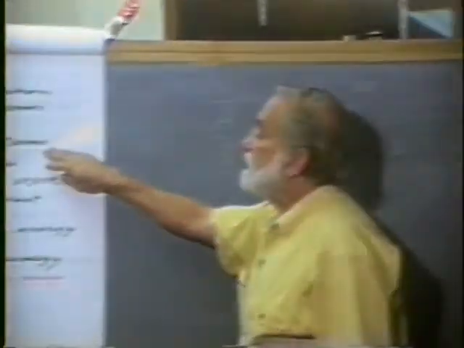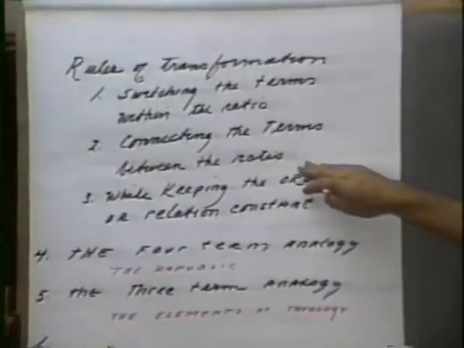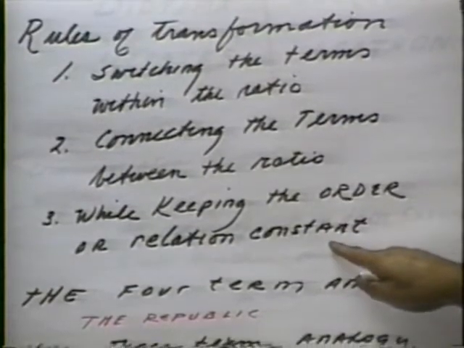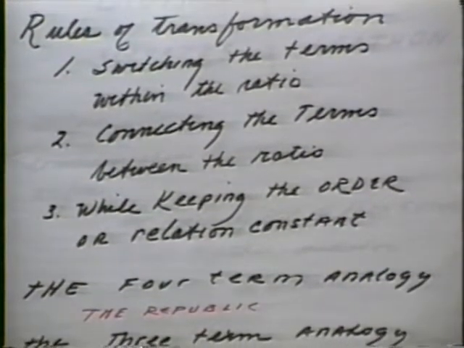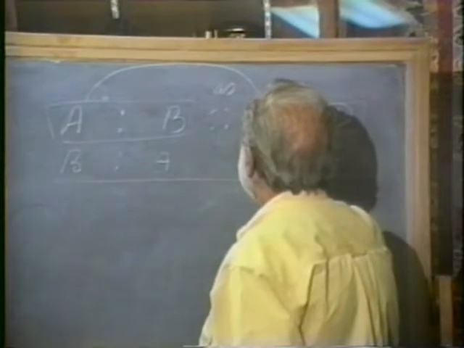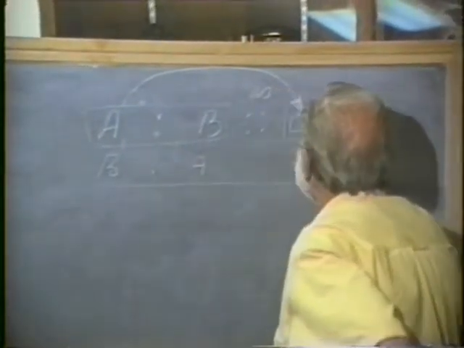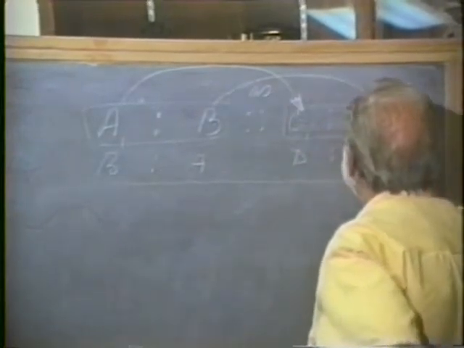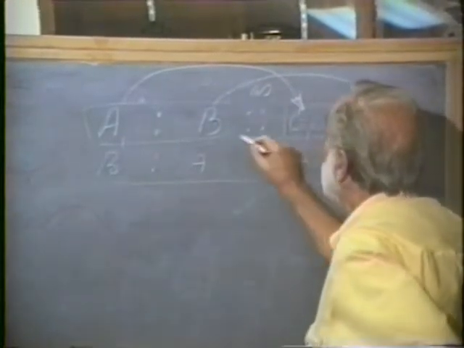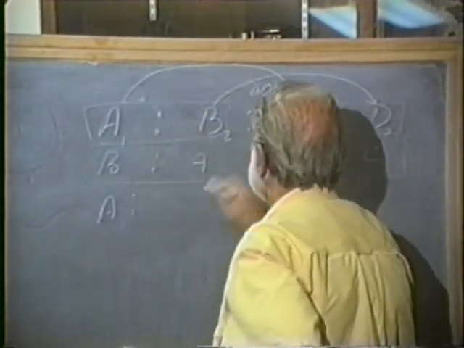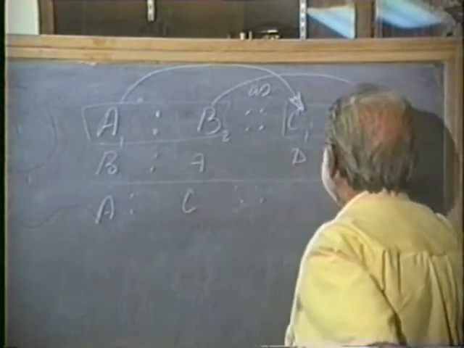Second, we can connect the terms between the ratios, but keeping the order of the relation constant. What does that mean? That means we can now connect terms between ratios. If I take the first here, I take the first here. If I take the second here, I take the second in the second ratio. So therefore, I've generated another one. A is to C, as B is to D.